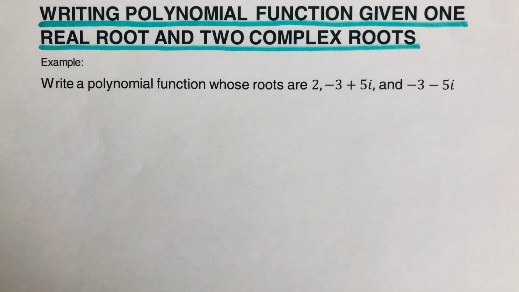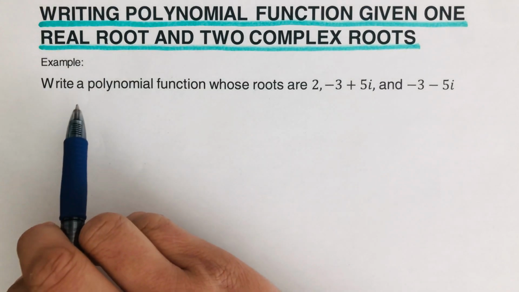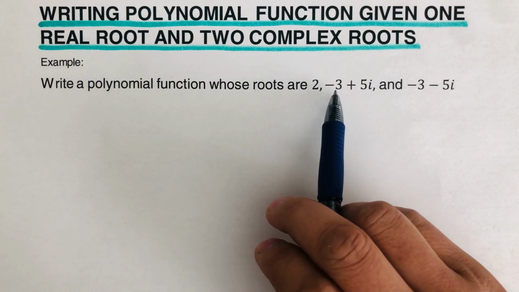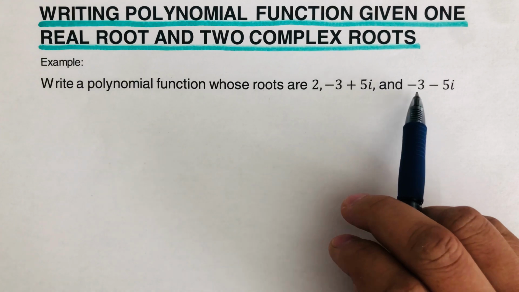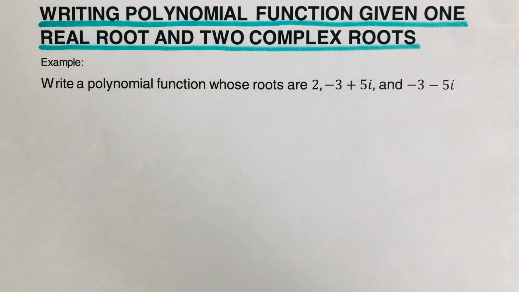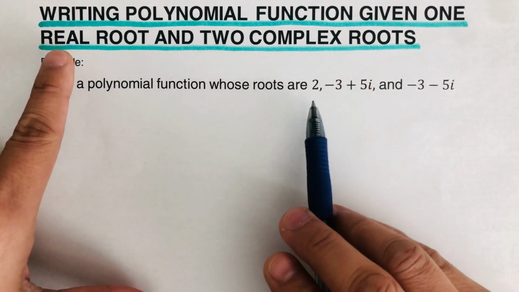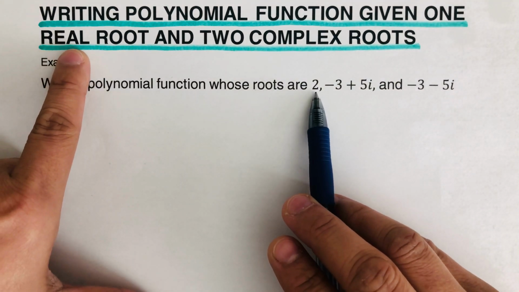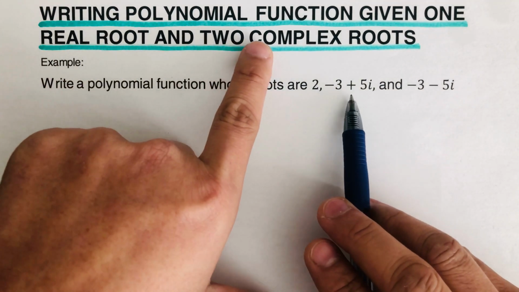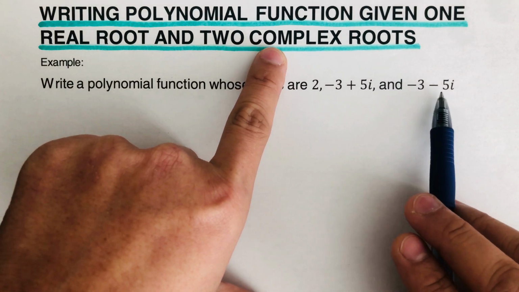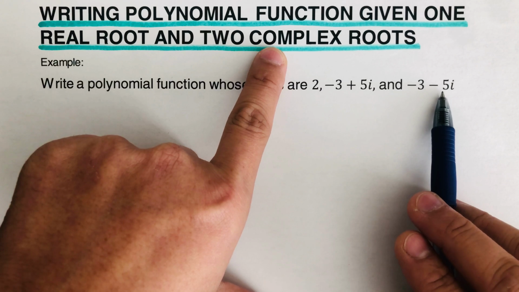Okay, now going back to the example that we have here, we're supposed to write a polynomial function whose roots are 2, -3 plus 5i, and -3 minus 5i. As you can see from the title, we have one real root. The real root that we have is 2, and we have two complex roots. So -3 plus 5i and -3 minus 5i are the two complex roots.